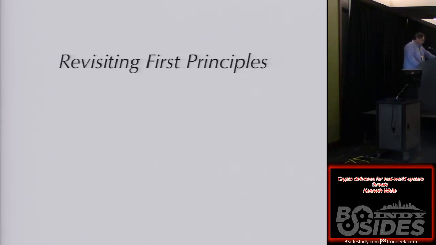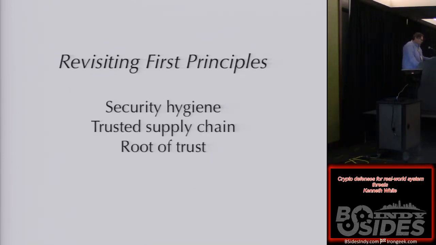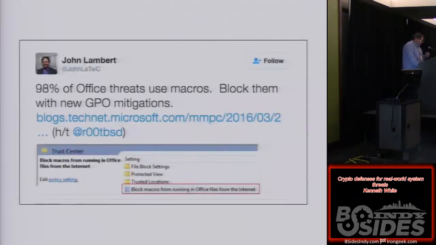I'm happy to talk all day about crypto, but a lot of what we do comes back to first principles, right? Security hygiene, trust in the supply chain, and the root of trust. One of the CISOs from Microsoft, John Lambert, had this a little while back, and I thought this was great. 98% of the threats they're seeing in the Microsoft Global Threat Center are macros. I think some of us sort of know that. It's fun to talk about nation state stuff. It's fun to talk about the WikiLeaks hacks and all that, but this is the boring reality of the world.